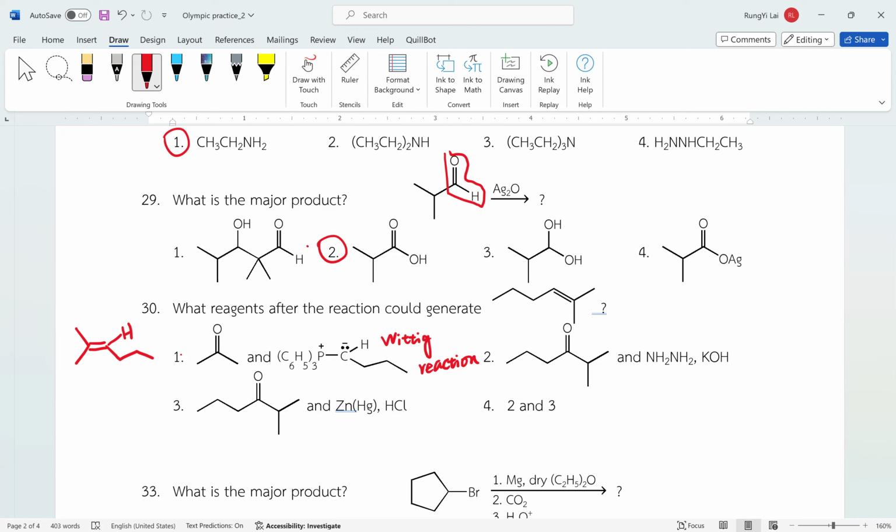So next one, you can see this is the carbonyl group, and then you do this one. This one is a Wolff-Kishner reaction, so your product should be an alkane. This one will be the final product. Similarly, this one is the Clemmensen reduction, which will give you the same product. So the answer would be number one. You need to use the Wittig reaction to synthesize this alkene as the final product.